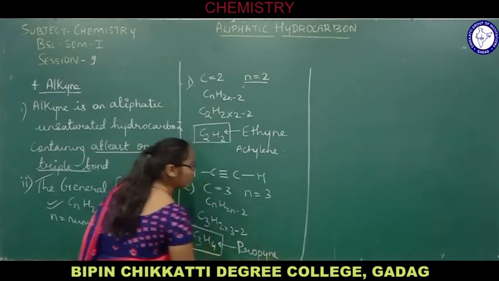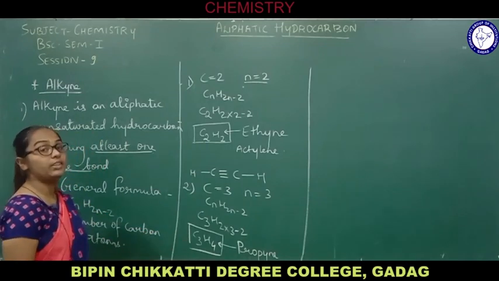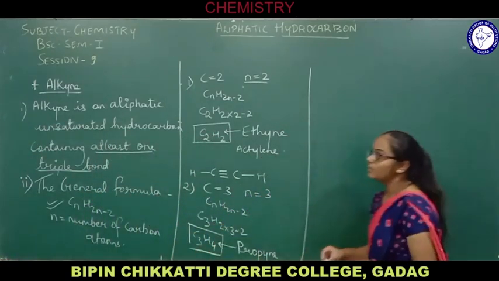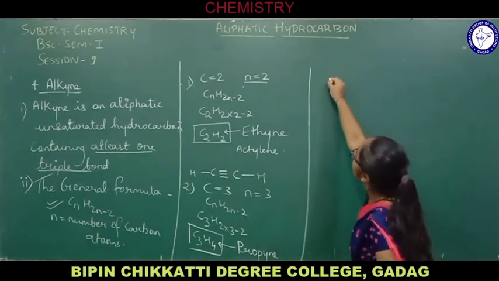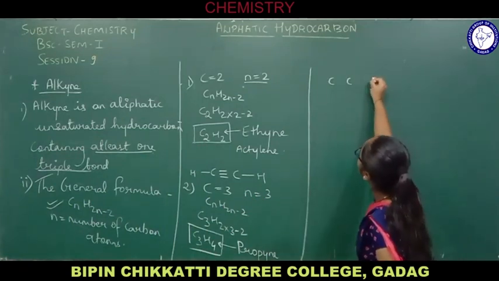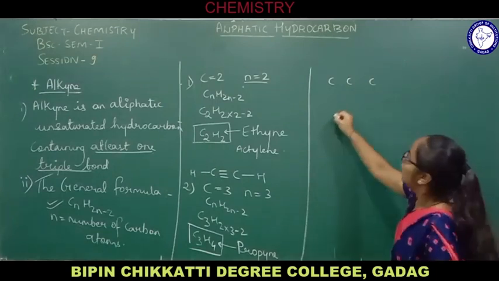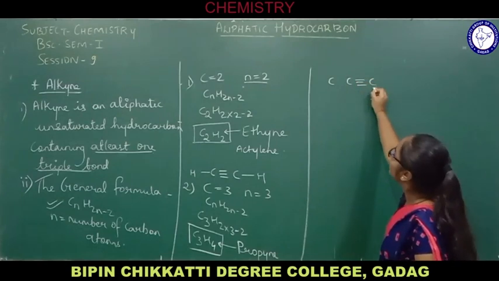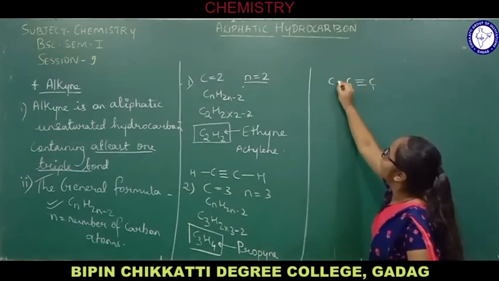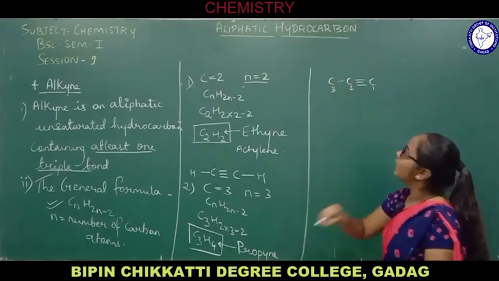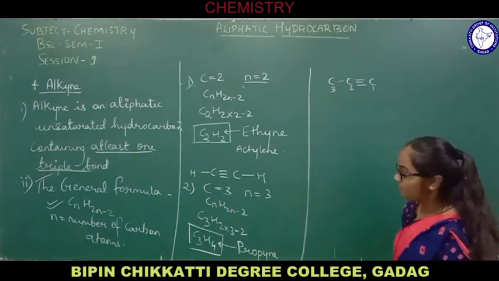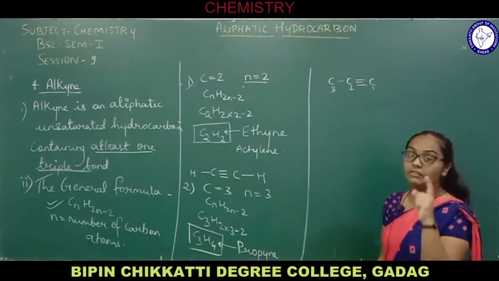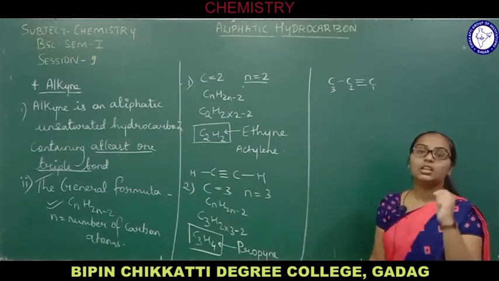Propyne. If the molecular formula is given over here, let's write down the structural formula for this. Open chain compound, so 3 carbon atoms, 1, 2, 3. Now I am going to add this triple bond between carbon number 1 and carbon number 2, and this will be carbon number 3. Then how many hydrogen are there? Totally 4 hydrogen.